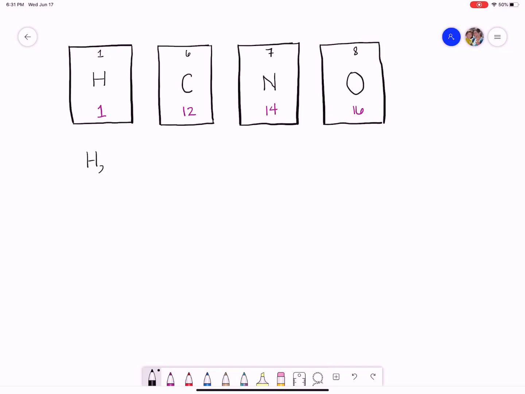For instance, if I have hydrogen gas, which is 2 hydrogen atoms joined by a single covalent bond, the molecular weight is 2 Daltons. How did I figure that out? Well, I know that 1 hydrogen atom has a molecular weight of 1, and then the second one must also have a molecular weight of 1, so 1 plus 1 is 2.